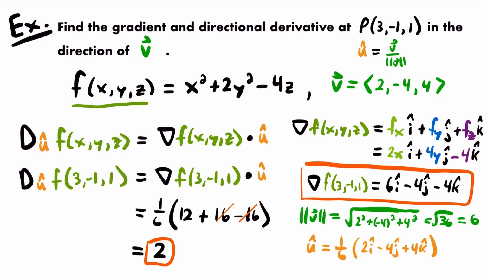We have now found both the gradient at this point on the function and the directional derivative at that point in the direction of v. Okay, and so with that, that is it for this lesson.